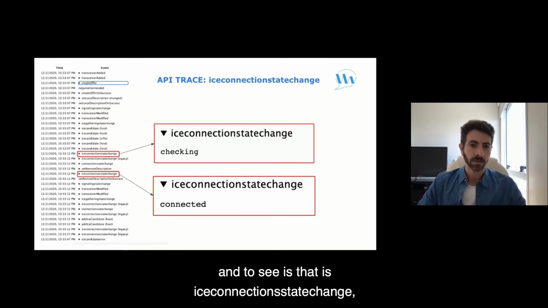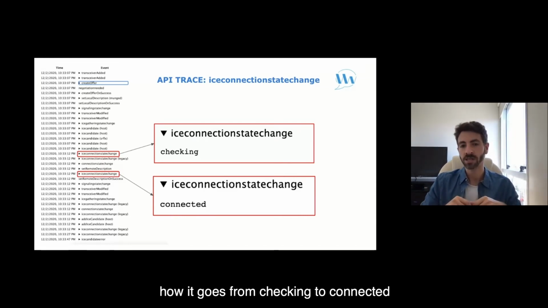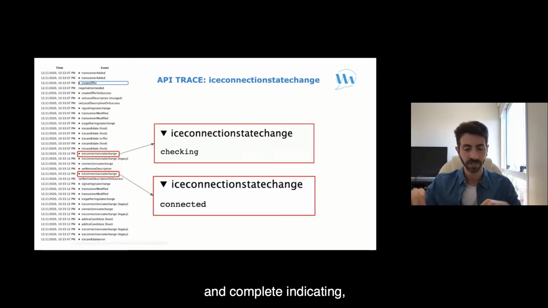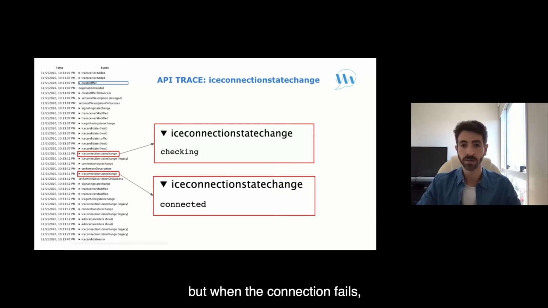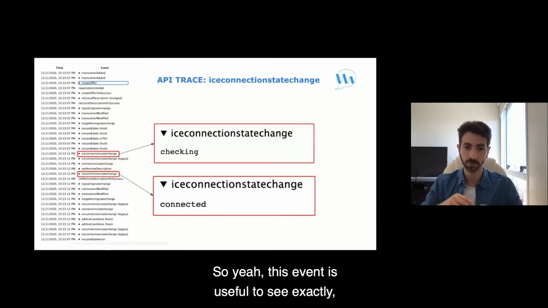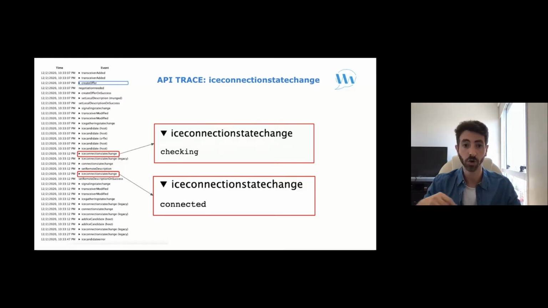Another important event to see is the ICE connection state change, which is fired when the peer connection state changes, basically. Normally we will see there how it goes from checking to connected and completed, indicating that the peer connection is connected. But when the connection fails, we will see a failed value. So yeah, this event is useful to see exactly when the call is dropped.